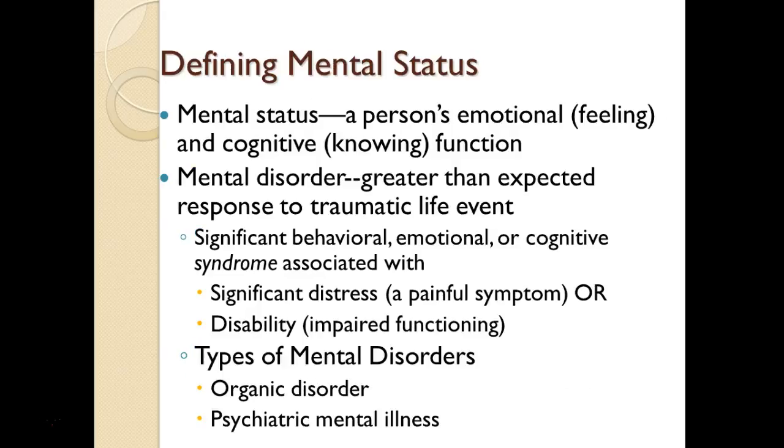So first we're going to start off with some definitions. Mental status has 2 parts. One is how the person is feeling, their emotions. Are they anxious? Are they depressed? And then there's also a cognitive part. Are they able to think logically? Are they able to problem solve? And those go together to make up mental status.